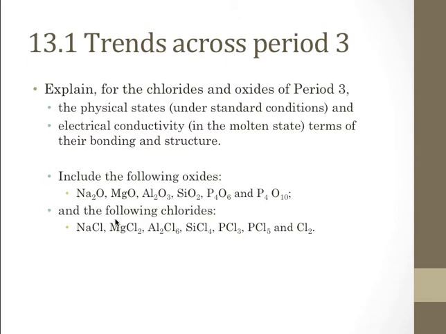Then we'll move on to the chlorides, look at what their physical states are under standard conditions, and what their electrical conductivity in the molten state is, and talk about that in terms of their bonding and their structure. And again, we'll be looking at these oxides going from left to right across period 3. We will also be looking at the chloride Cl2O7. And then we'll look at the chlorides bonding with those elements in period 3.